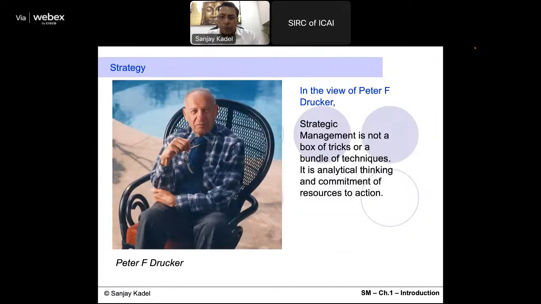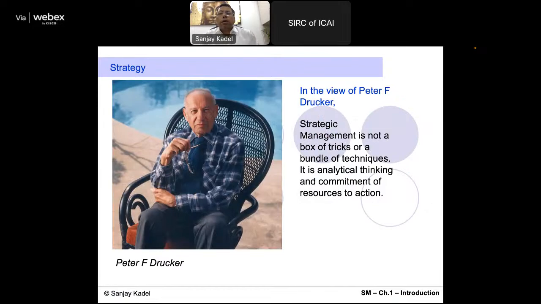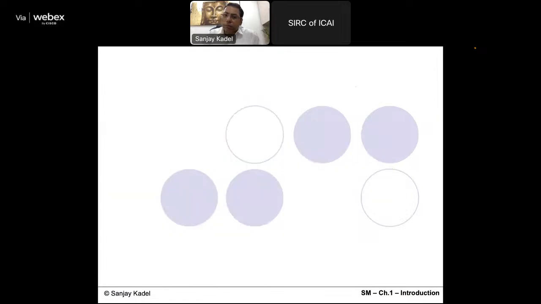So without strategy, the organization is like a ship without a rudder. This is said by other authors, Joel Ross and Michael Kami. Again, Peter Drucker has his opinion on strategic management and this particular concept. He says strategic management is not a box of tricks or a bundle of techniques. It is analytical thinking and commitment of resources to action.